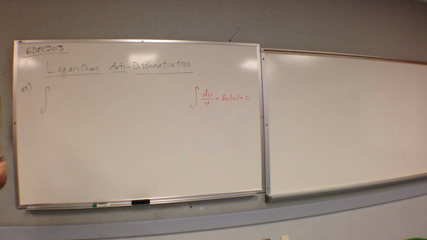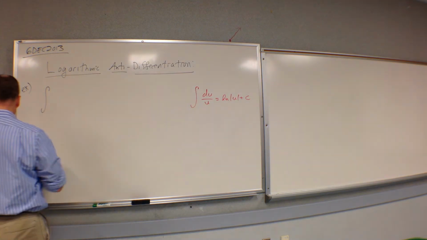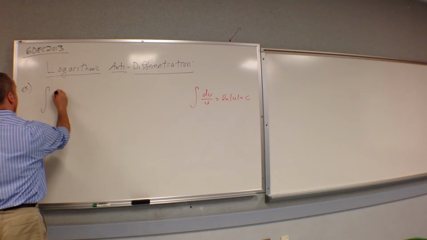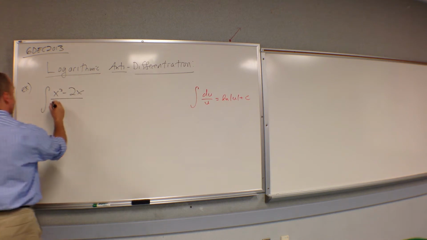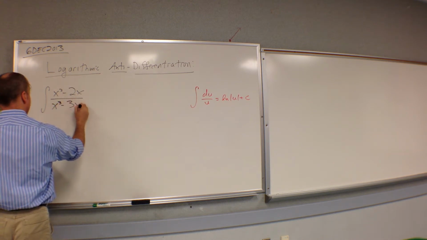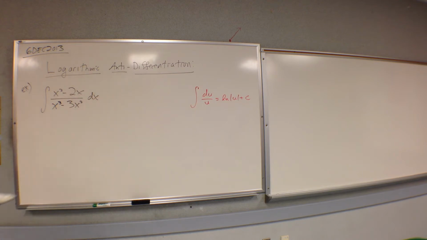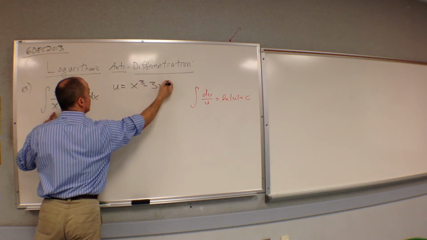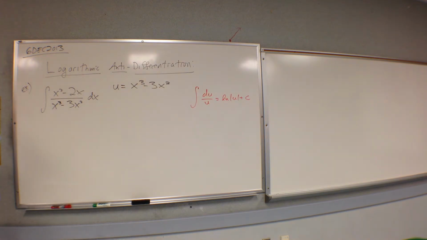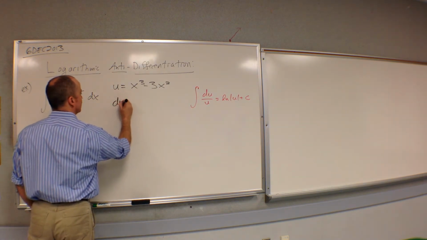Here's your next example. I want to make sure I don't copy these wrong. The integral of x squared minus 2x over x cubed minus 3x squared dx. Nate, if it's a natural log situation, where are we going to find our u? On the top or the bottom? Bottom part. So u pretty much has to be something down here, x cubed minus 3x squared. All right. Danny, what do you think that's going to make du?